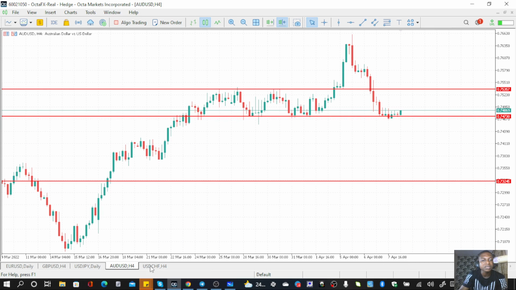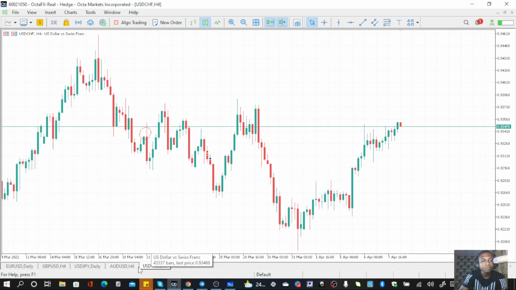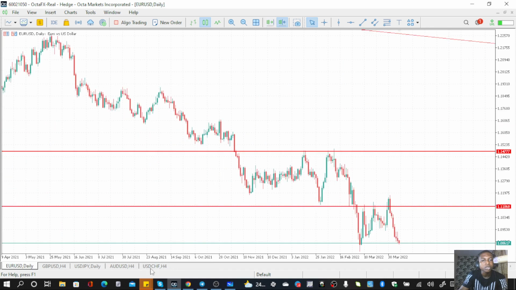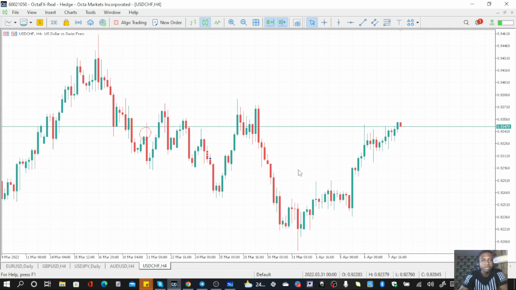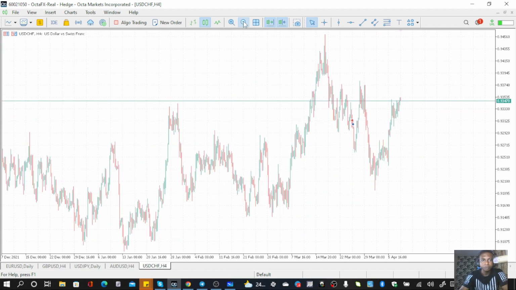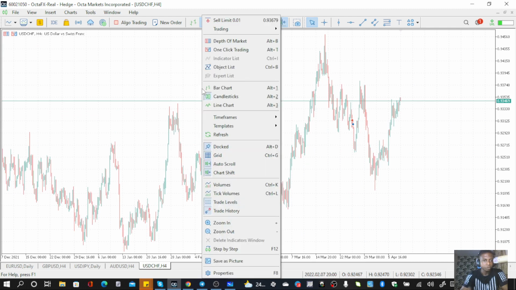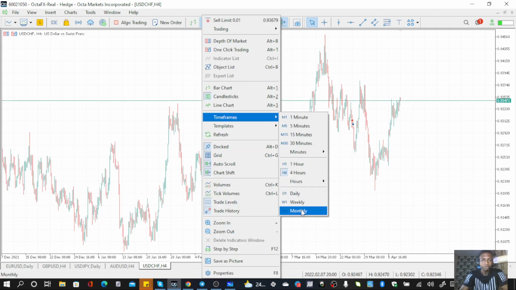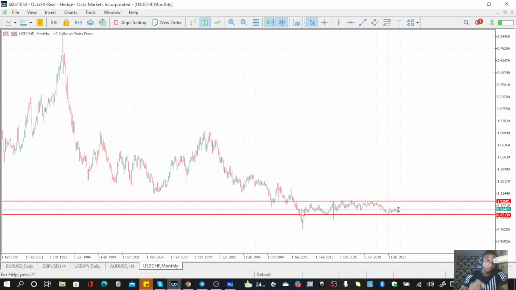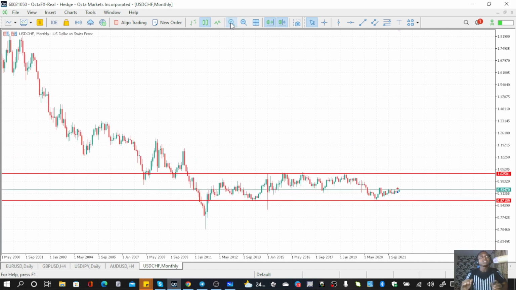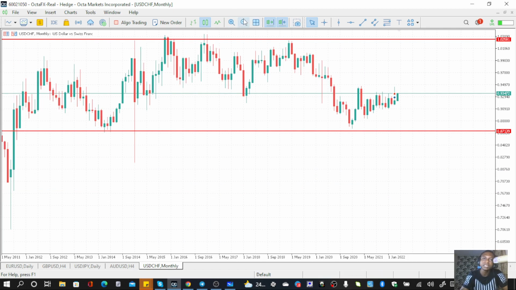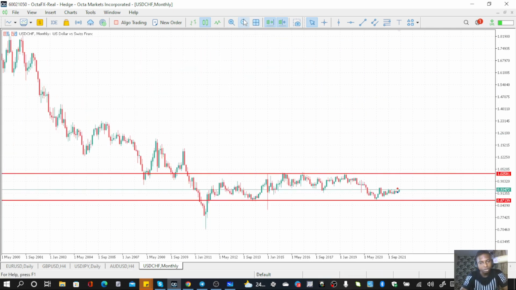Now let's check out which should we check out now. Let's look at USD CHF. Now, like I said, top down approach. So let's go to the monthly time frame. Fantastic. We can see that USD CHF is likewise in a range after a sustained downtrend. When we look closely, we see what it's doing, but the fact is that it's currently in a range.